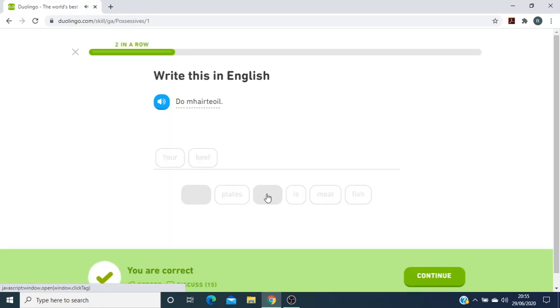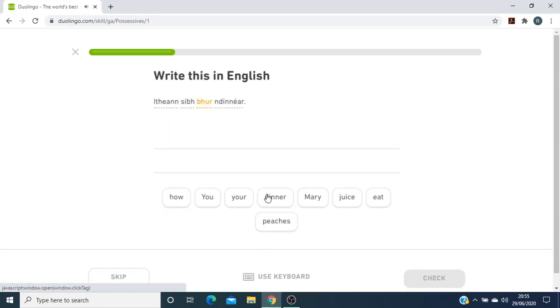Ithean tú do dhinnéar. I'm still trying to work out how to pronounce certain eclipsis words, but that's you eat your dinner. If anyone wants to comment on how to pronounce these, or wants to point me to a link on how to pronounce eclipsis words, then I would be grateful for that.